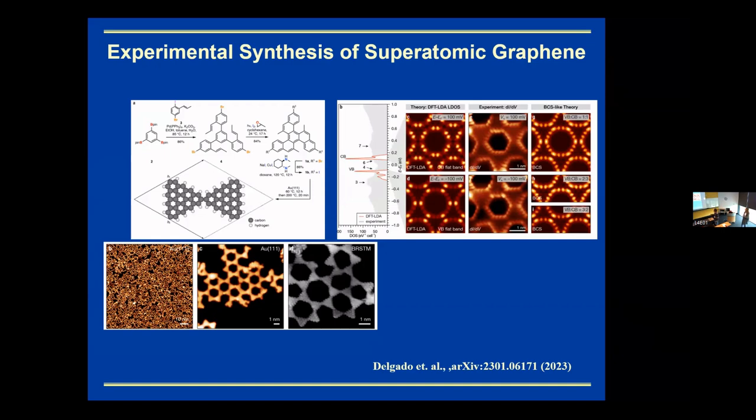So they put this molecular precursor and then deposit it on the gold substrate, and they self-assemble into a 2D layer. But you can see some parts are perfect, but not all the parts are perfect. And I think that has made it a challenge to have very good experimental data.